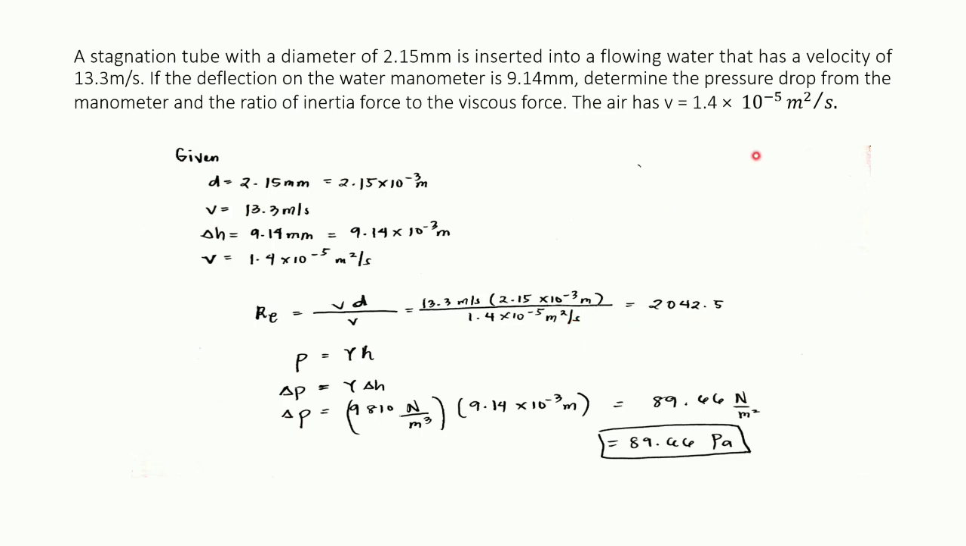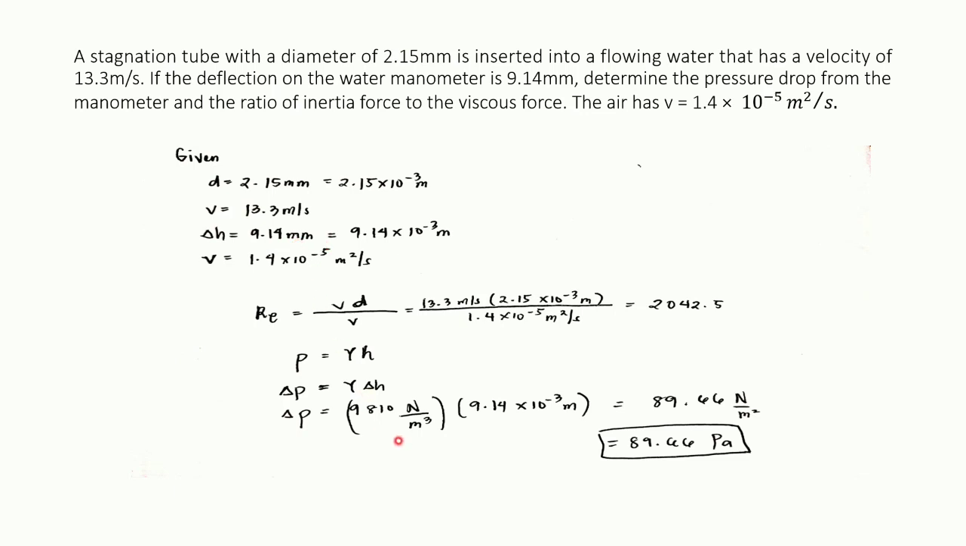Now we are going to proceed in determining the pressure drop. So we know that pressure is equal to gamma, which is the specific weight of water, times the height. So we are actually looking for the pressure drop, so we are actually looking for the change in pressure. So change in pressure is equal to gamma times the change in the height. So we have the deflection in the water manometer given, which is 9.14 millimeter.